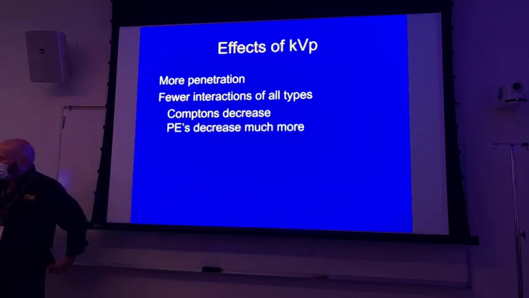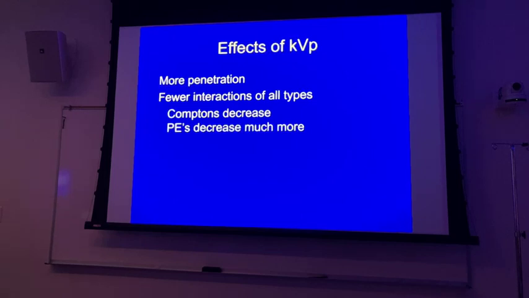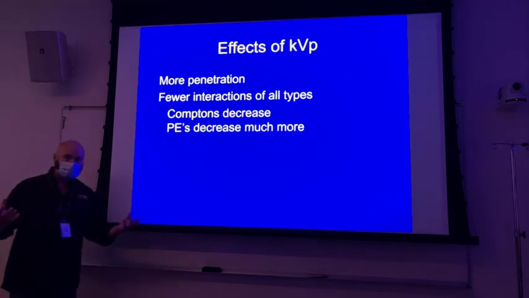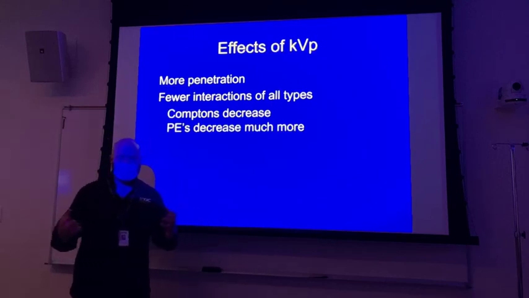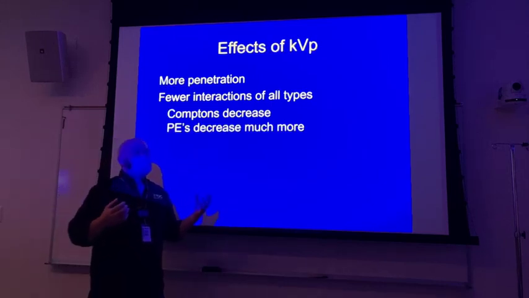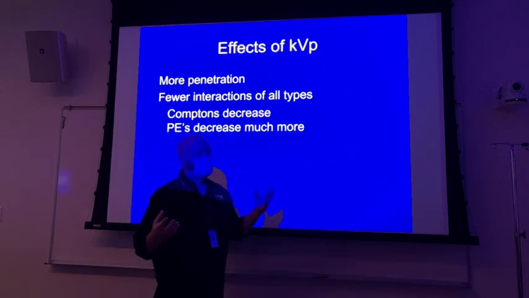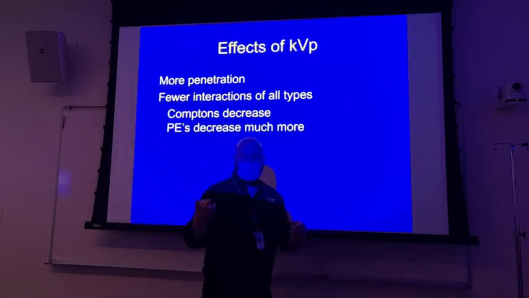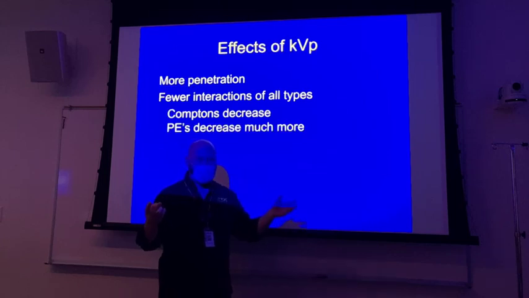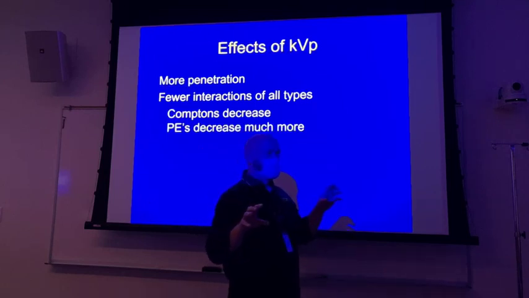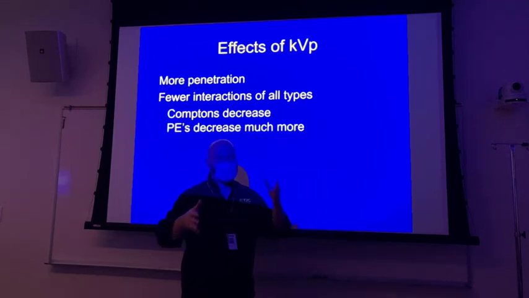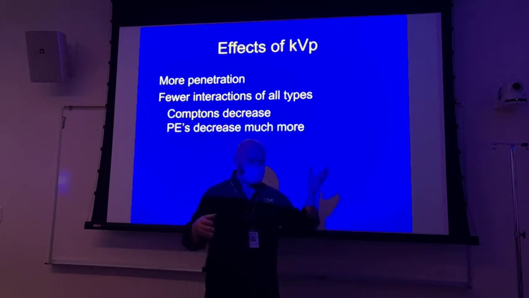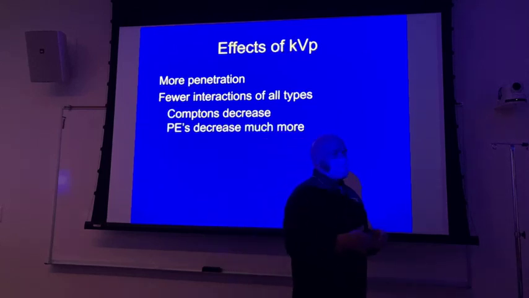And how this works is, let's say you create 100 X-ray photons at any kind of kVp. Let's say two photons penetrate through the patient, and of the rest of them, half are photoelectrics and half are Compton. So you got two that penetrate, and then you got 48 that are photoelectrics and 48 that are Comptons. Let's say that's a 50 kVp.